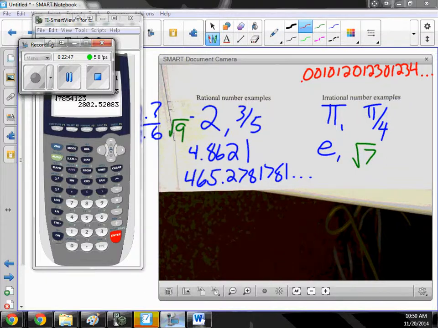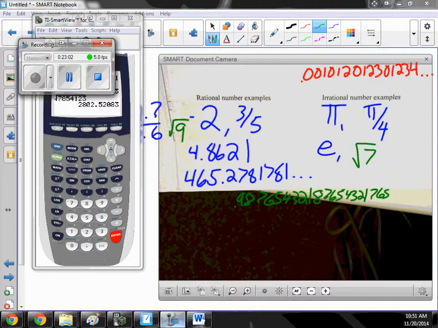What if the pattern shrunk? What if I add 0.987654321, 8765431, 7654321? Rational or irrational? Why irrational? Does it go on forever?